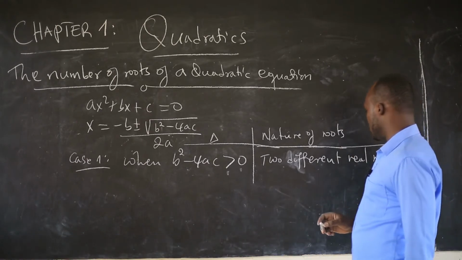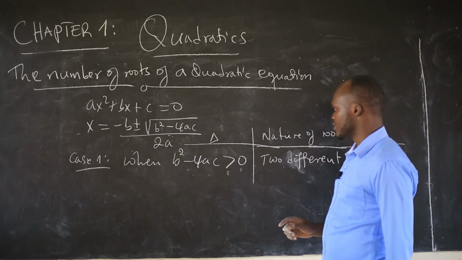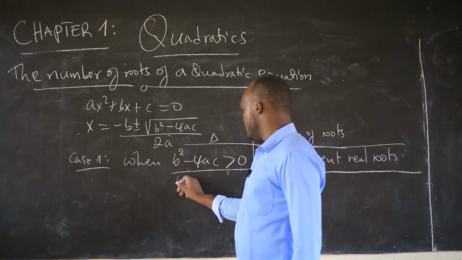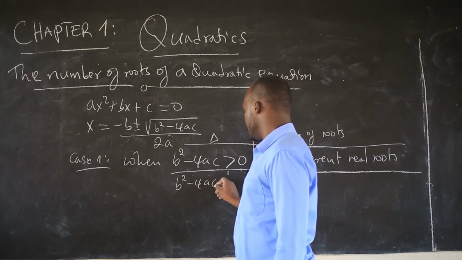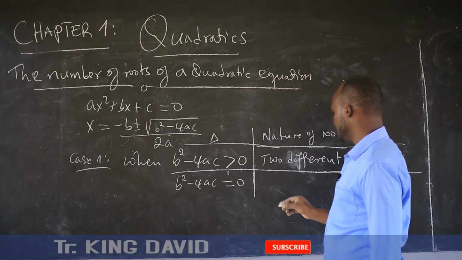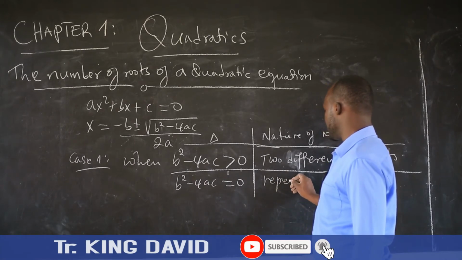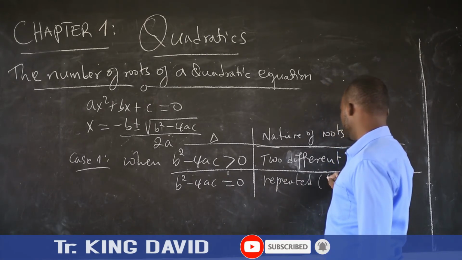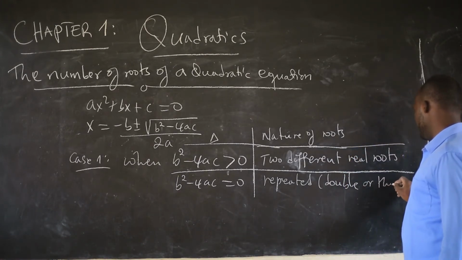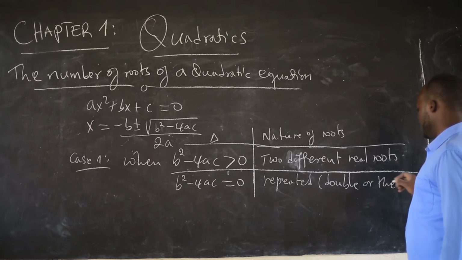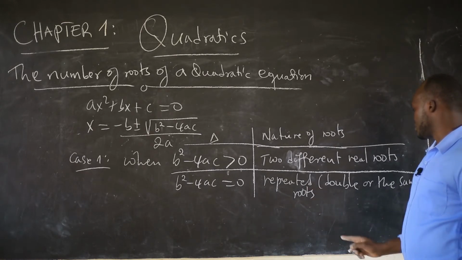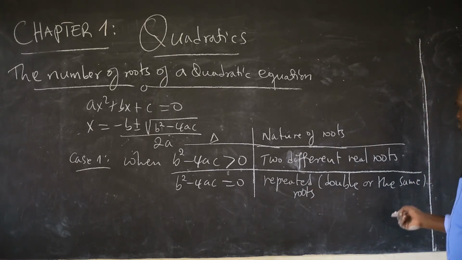Two different real roots, or two distinct roots. And when b squared minus 4ac is equal to 0, we have what we call double roots. We have repeated roots, or double, or the same roots. Those are the terms that we can use: repeated roots, double roots, or the same roots.